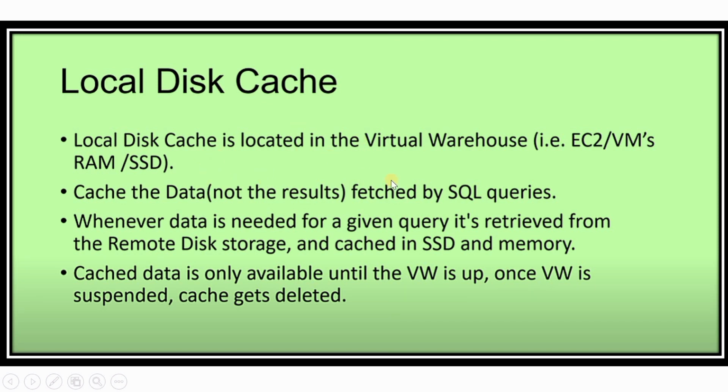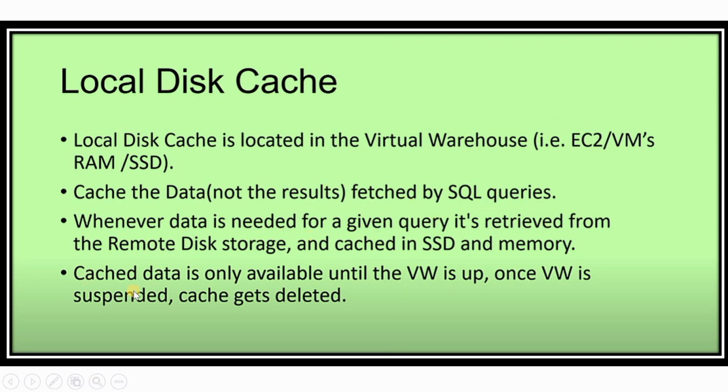Here, whenever data is needed for a given query, it's retrieved from the remote disk storage and cached in the SSD and memory. As I have told you, whenever a user fires any query, the first time it will retrieve the data from the remote disk, and it will cache that data in the SSD or in the memory which is available by Snowflake. Okay, so that is the local disk.